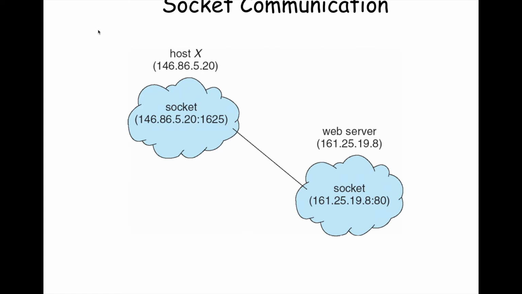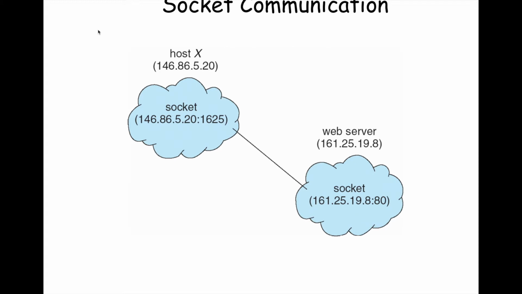So host X has a socket that has been created, and it, as a communicating endpoint, as we said earlier, has an IP address and a port number associated with it. So it has IP address 146.86.5.20, and its port number is 1625.